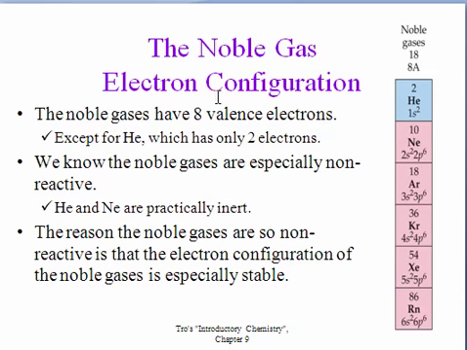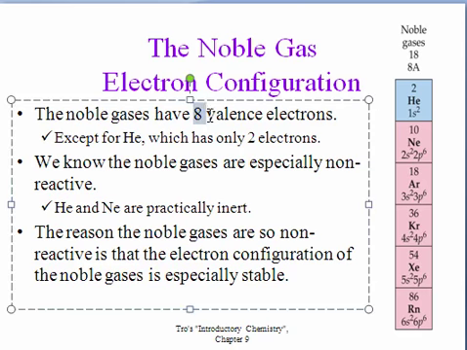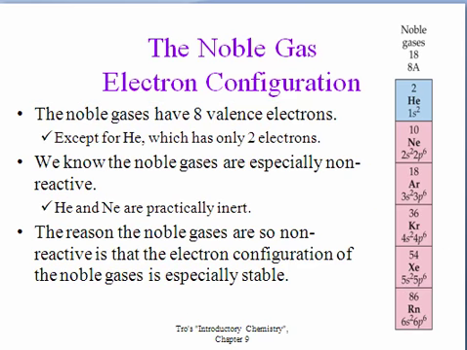Now, as I've mentioned earlier, the noble gas electron configuration is very stable. Except for helium, the noble gases have 8 valence electrons, and those 8 valence electrons give us a filled S and P subshell. This is very, very stable, and because of this, noble gases are not very reactive at all.